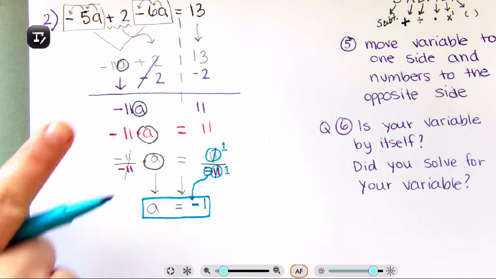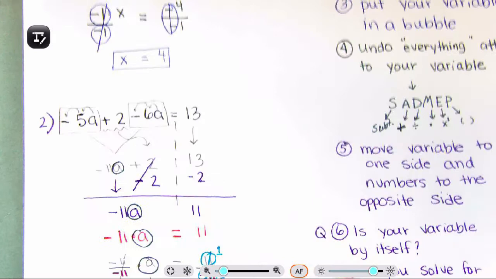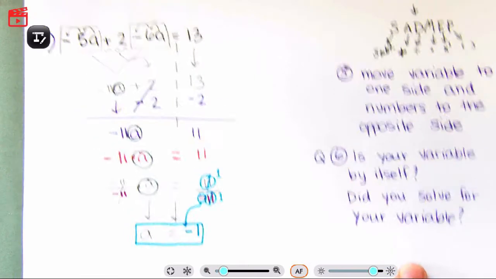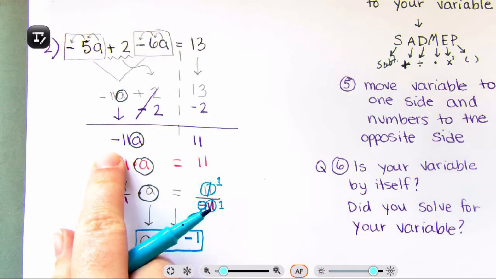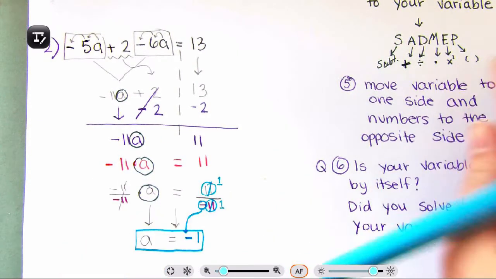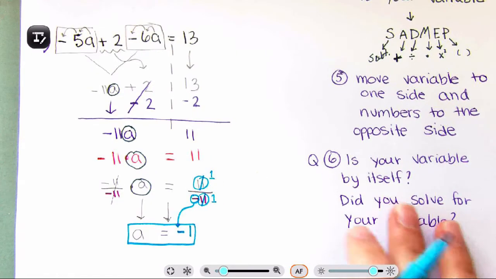Now, going back to this step right here, negative 11a is equal to 11. We kind of went back to step number 4. So we did step number 4 twice, because if I did step number 4 once, got down to step number 6, and I'm here at step number 6, is your variable by itself? Well, no, it's still attached to this negative 11. So then we're going to go back to step number 4. So let's add that to our step number 6.